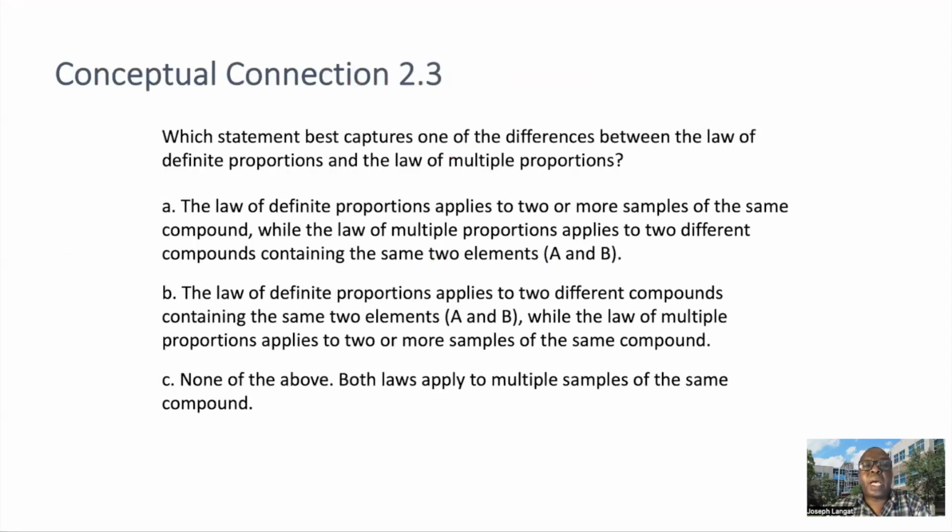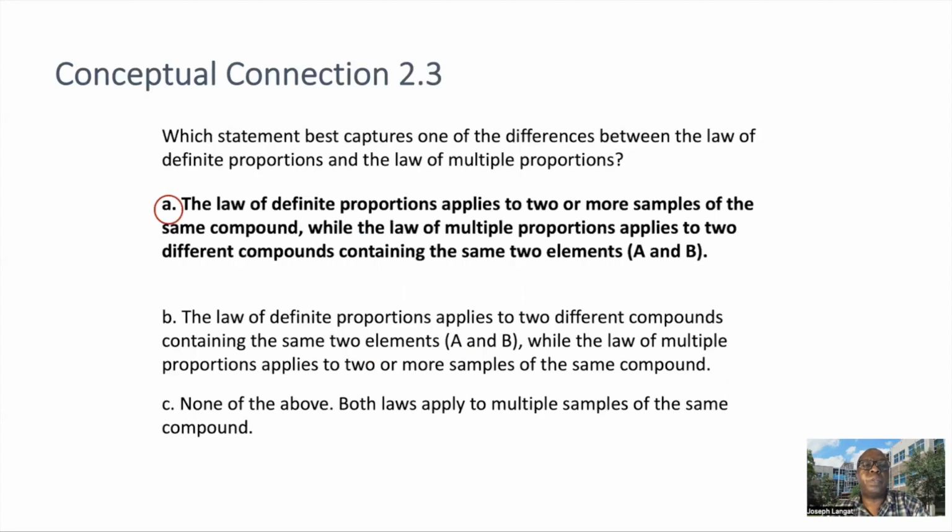Which statement best captures one of the differences between the law of definite proportion and the law of multiple proportion? The law of definite proportions applies to 2 or more samples of the same compound, while the law of multiple proportions applies to 2 different compounds containing the same 2 elements. I don't think so. The law of definite proportion applies to 2 different compounds containing the same 2 elements, A and B, for example, while the law of multiple proportion applies to 2 or more samples of the same compound. None of the above. I think the correct answer is A.